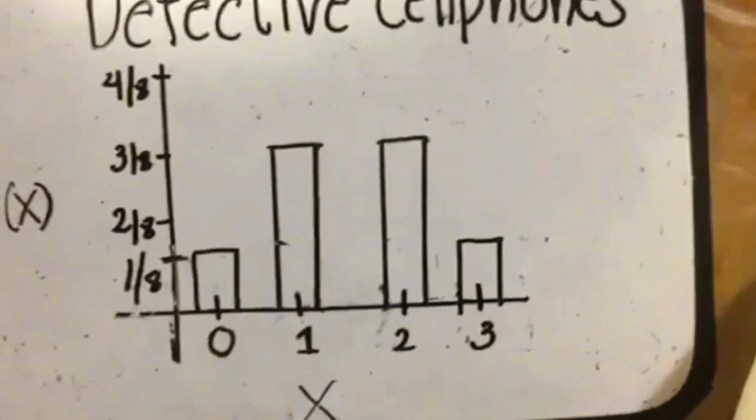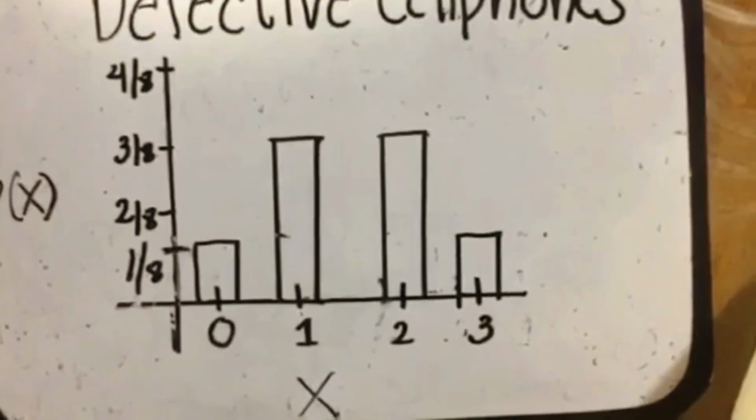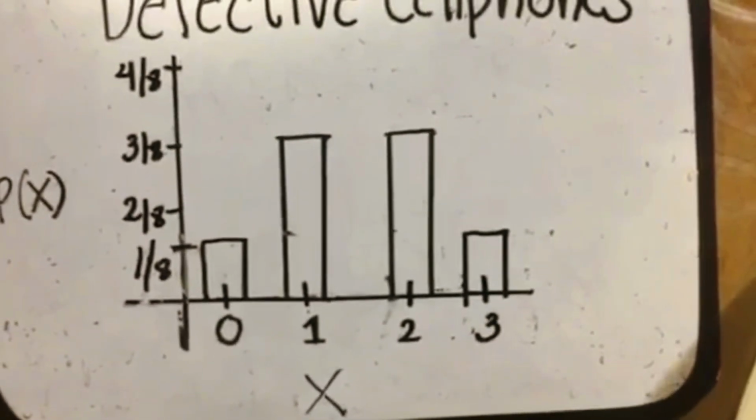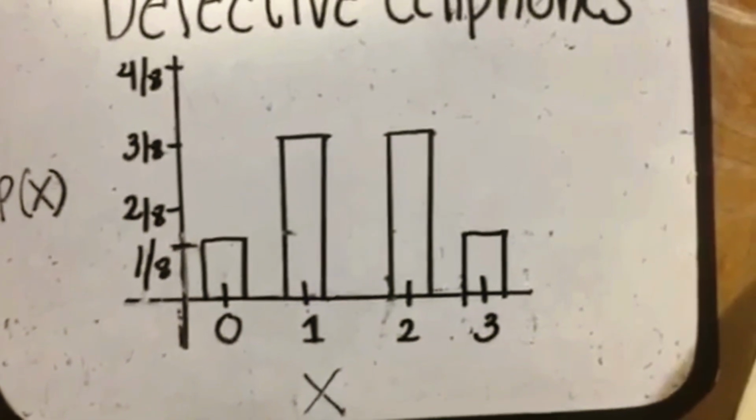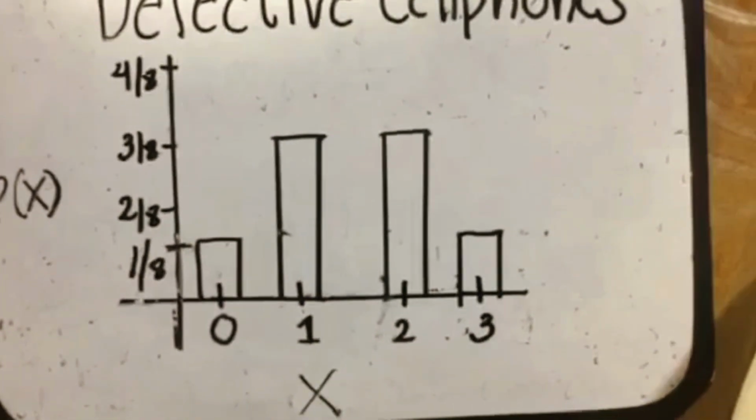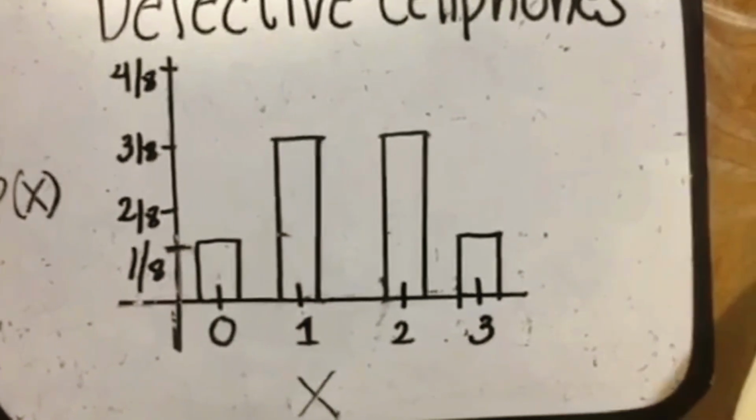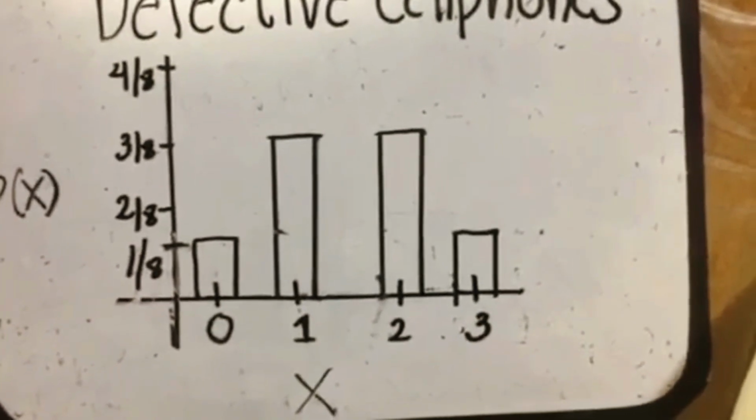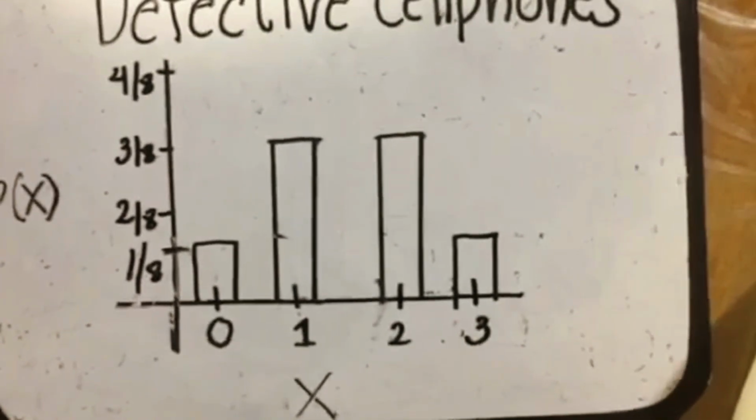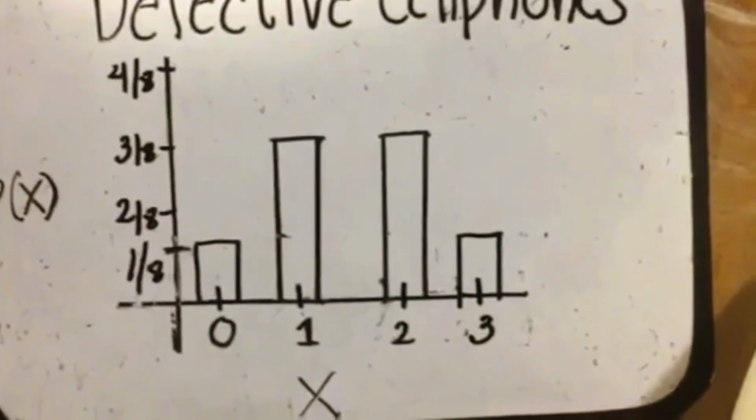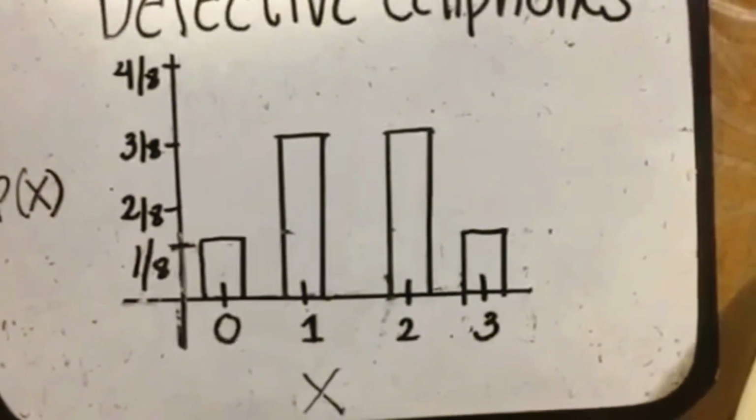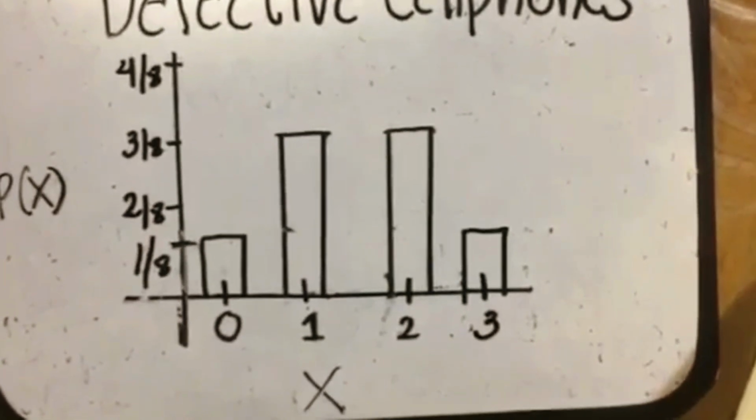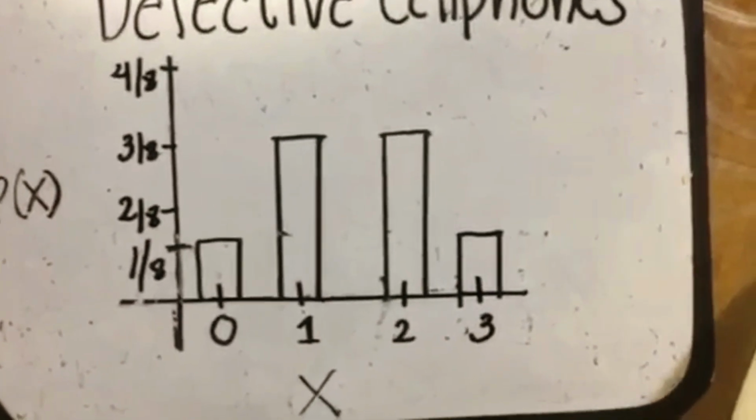So in making a histogram, let's plot the probabilities along the vertical axis. The probability of getting 0 defective cell phones is 1 over 8. The probability of getting 1 defective cell phone is 3 over 8. The probability of getting 2 defective cell phones is 3 over 8. And also, the probability of getting 3 defective cell phones is 1 over 8.